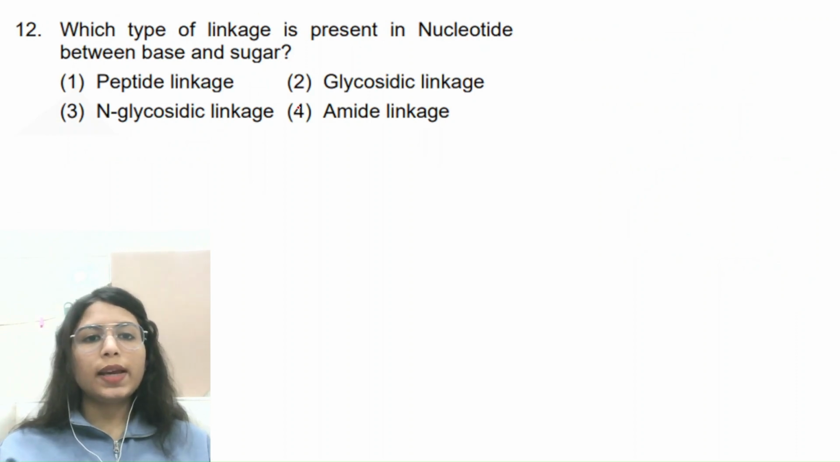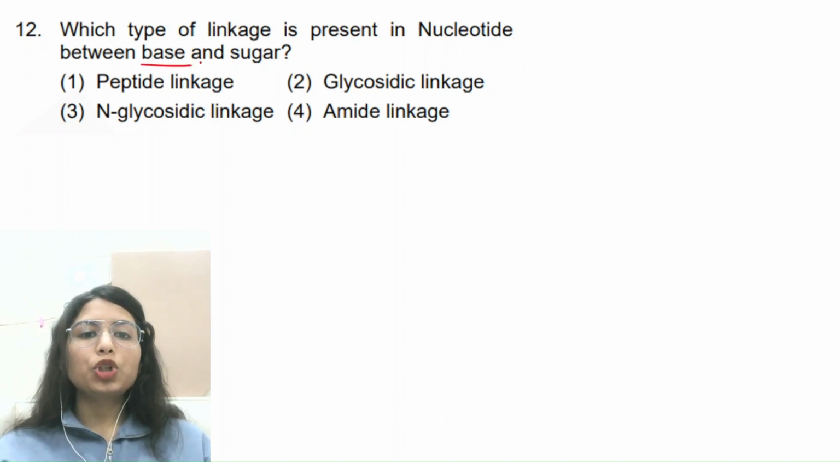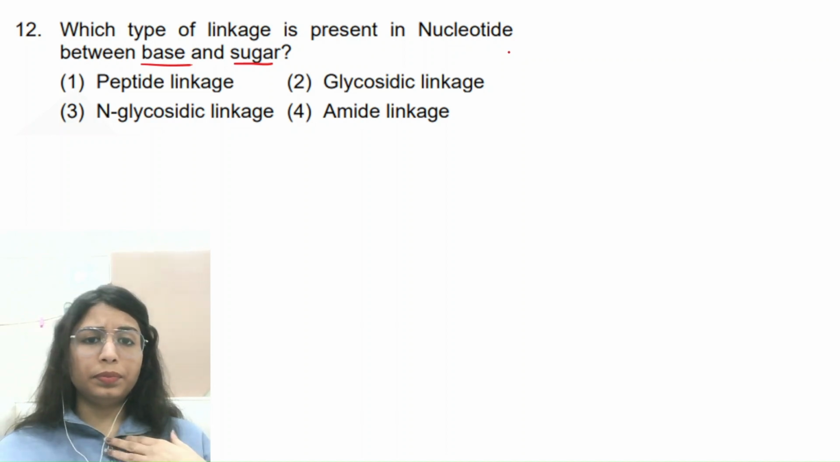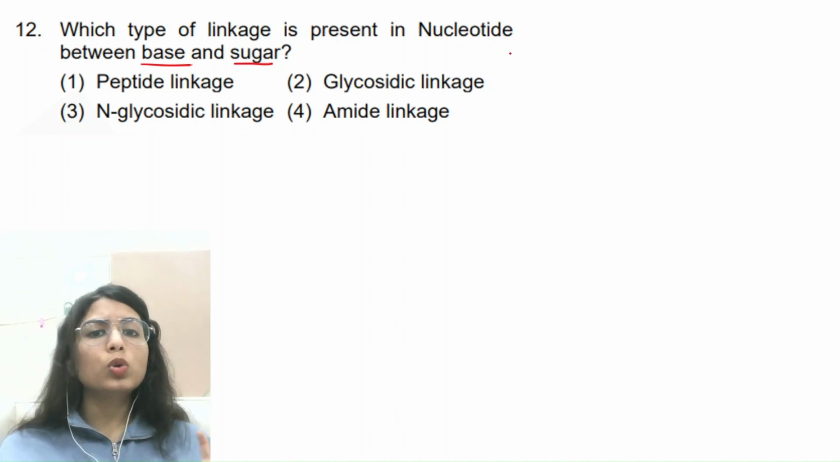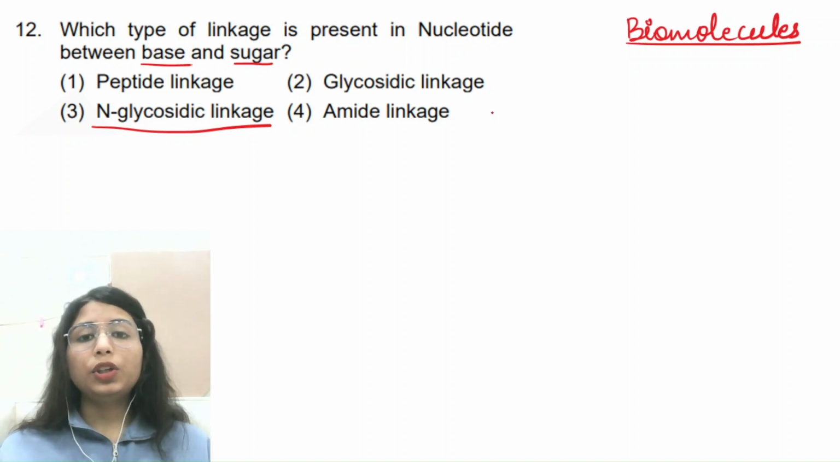This question says, which type of linkage is present in a nucleotide between base and sugar? So here, if I talk about the base and the pentose sugar that we have to answer for, then the N-glycosidic linkage is present. This question is from the topic biomolecules, right? And here you study the structure of DNA, RNA, wherein you study how the bases and sugars are related to each other.